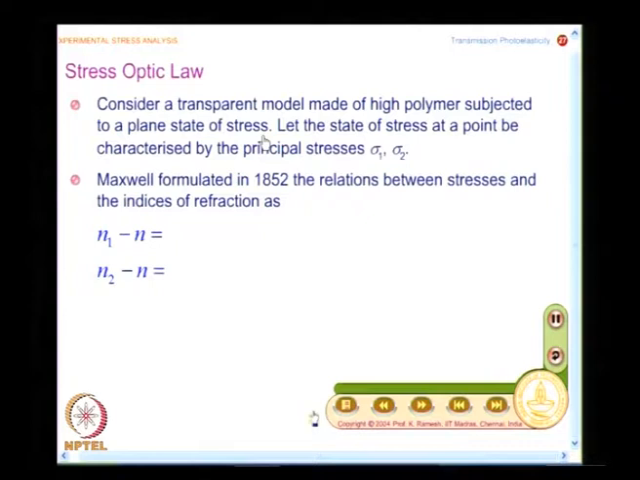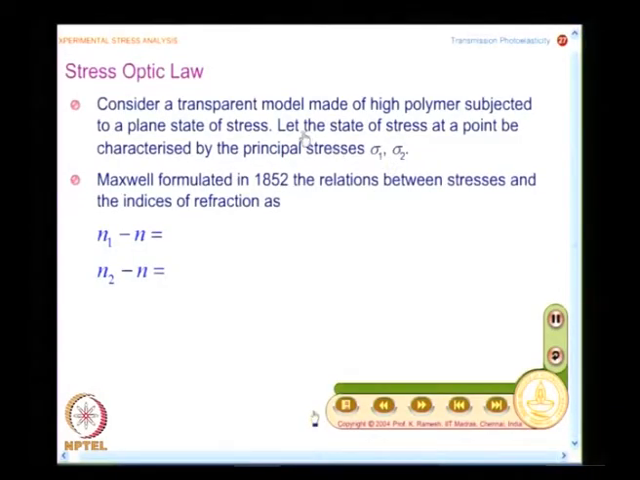What you will have to note is, each statement you have to qualify. Let the state of stress at a point be characterized by the principal stresses sigma 1, sigma 2. I am looking at a 2-dimensional state of stress. I can have a matrix involving sigma x, sigma y, tau x y and so on, but I can also represent the same stress tensor in terms of its principal stress values. So, that is what is indicated here.